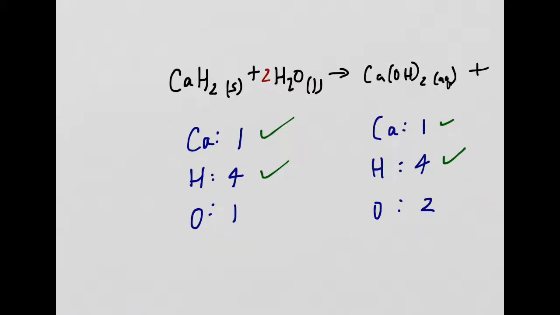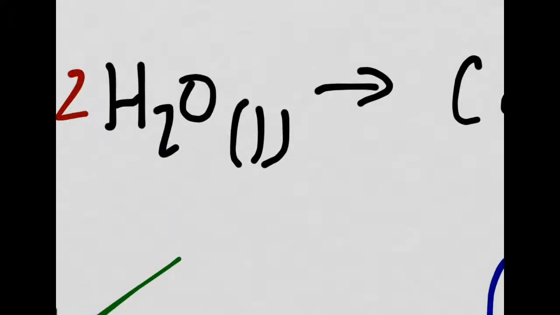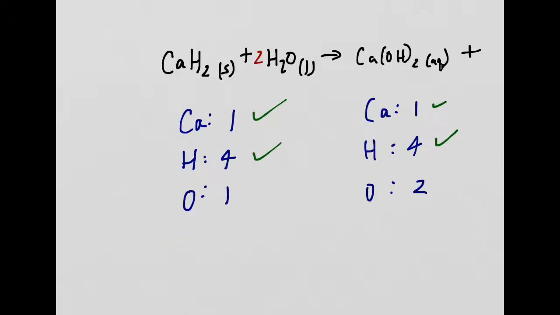Notice you can never add subscripts. You might be tempted to want to put a 2 here. You can't do that. That's an illegal thing to do. You can only use coefficients in the front of an entire compound. All right. So once you set up your chemical reactions in your statement, you've already made your subscripts. Lock them in. They cannot change.